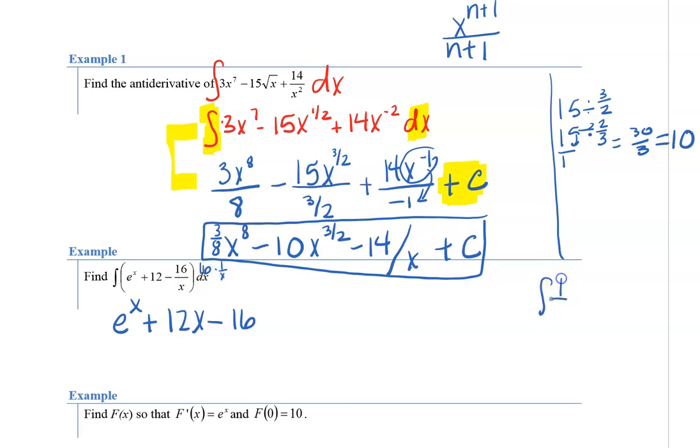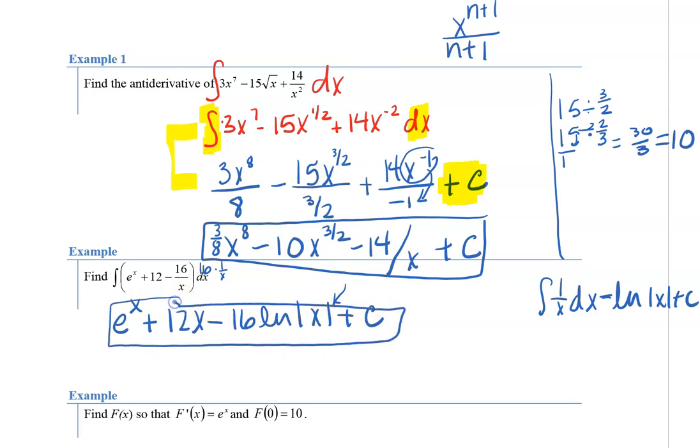And we know that the integral of 1 over x dx is equal to ln x. And so this would be ln, absolute value of x, plus c. Now, don't forget, you have to have these absolute value bars. The online homework is going to mark you if you do not. And so that would be my answer.